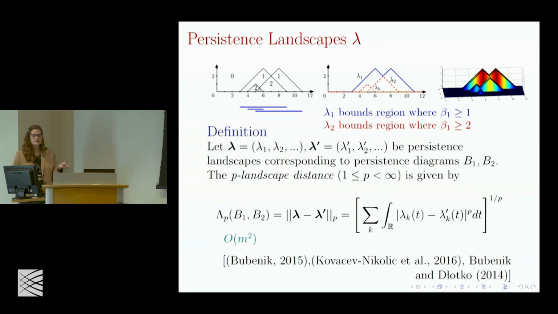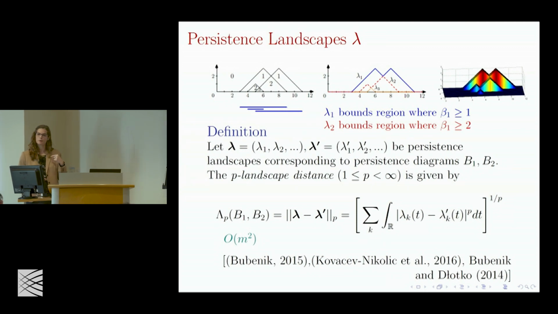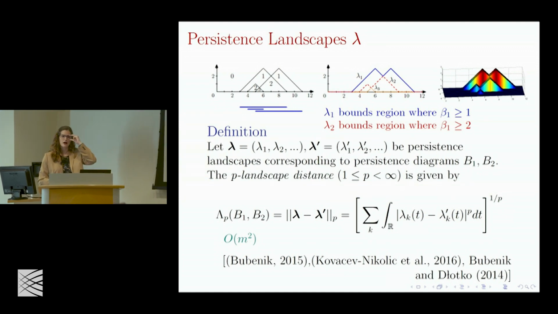One thing to note about this is that it is actually a lower bound for both the p-landscape and the bottleneck distance. So we do have a way to relate back these persistence landscapes to their original persistence diagrams. Again, while saving that calculation time.